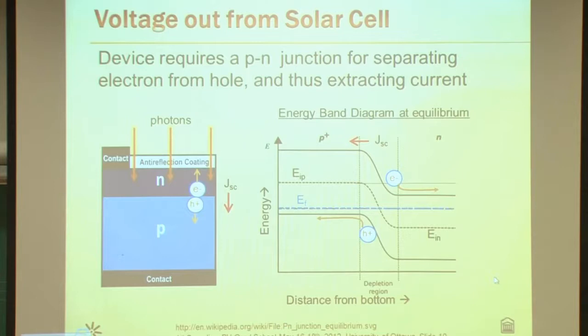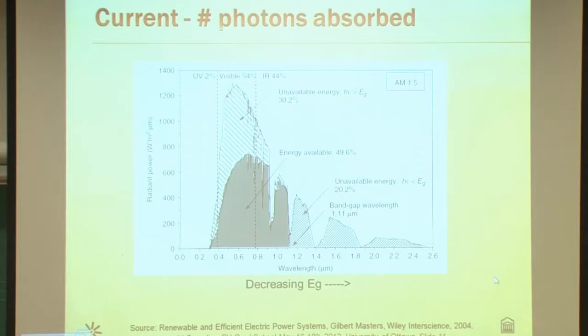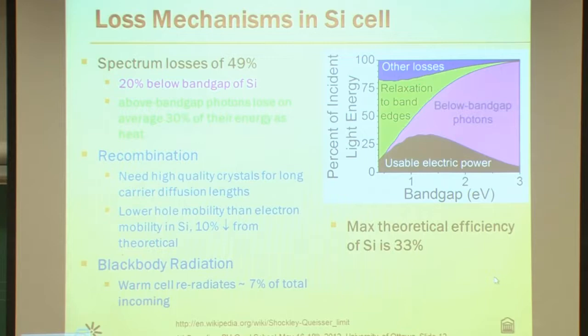Now the current is related to the number of photons absorbed, as we've seen. And here we're looking at silicon. This is an AM 1.5 spectrum. And we can only absorb photons above the band gap. But we lose a lot of the available energy in these higher energy photons because of the thermalization. So the net result for silicon is the available energy due to its band gap is 49.6%, give or take. So the loss mechanisms for a silicon cell, the spectrum loss is 49%. 20% of that is due to the below band gap, and 30% due to the thermalization effects.